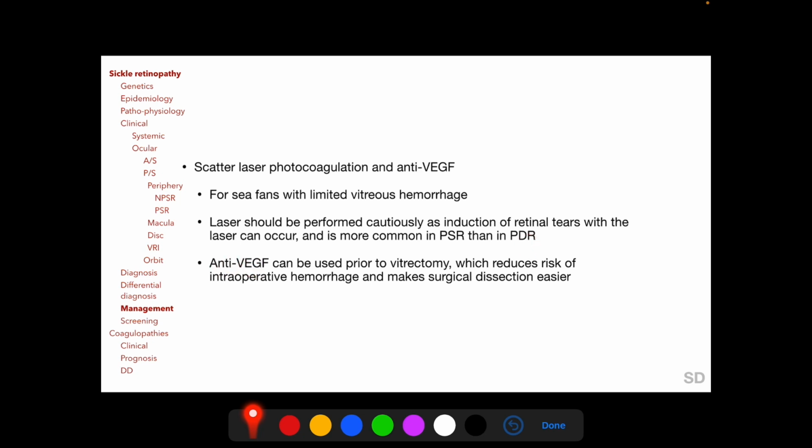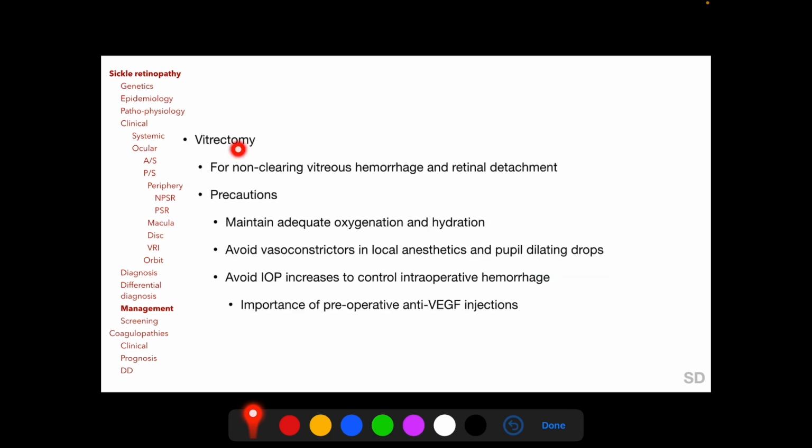Anti-VEGF injections can be used prior to vitrectomy in eyes of patients with sickle cell disease, and this reduces the risk of intraoperative hemorrhage and makes surgical dissection easier. Vitrectomy is required for non-clearing vitreous hemorrhage and retinal detachment, but there are certain precautions which need to be taken during surgery, and this is important to remember.